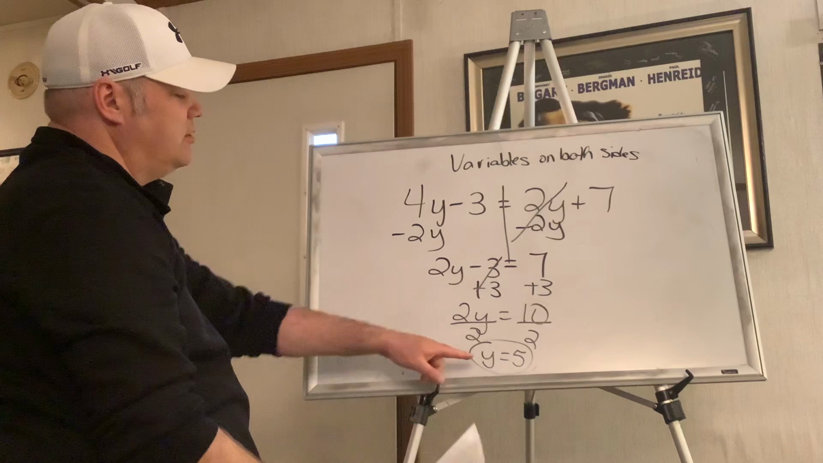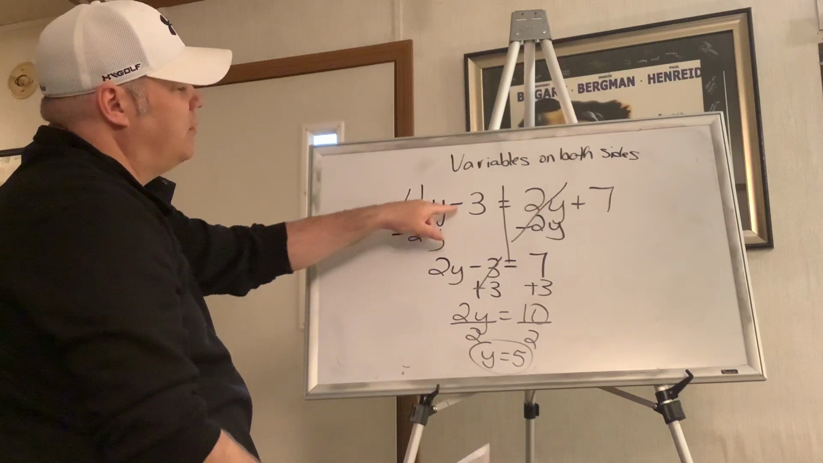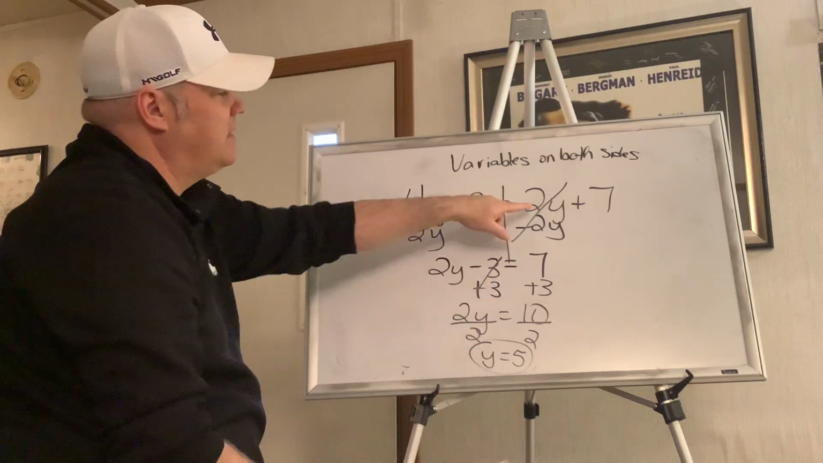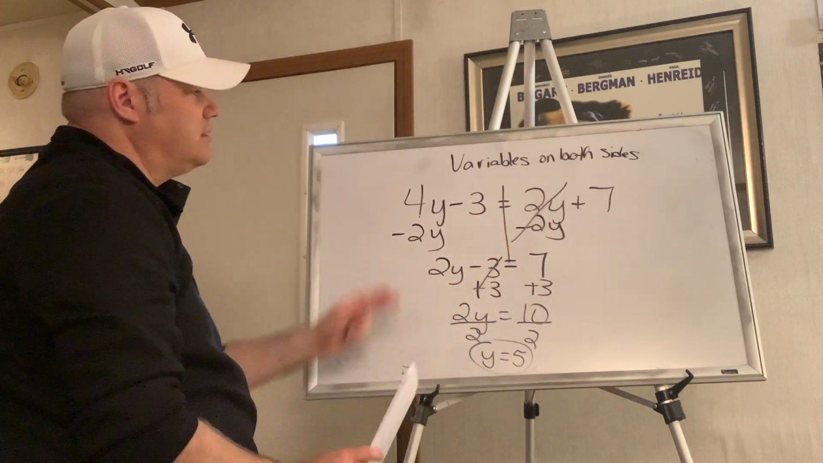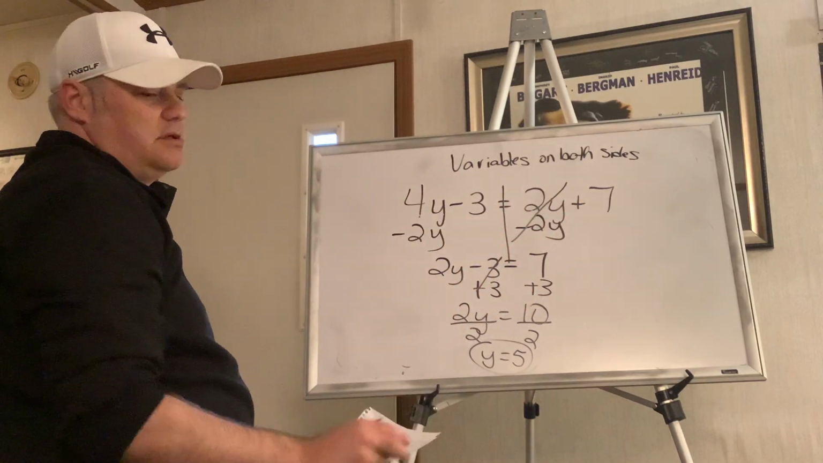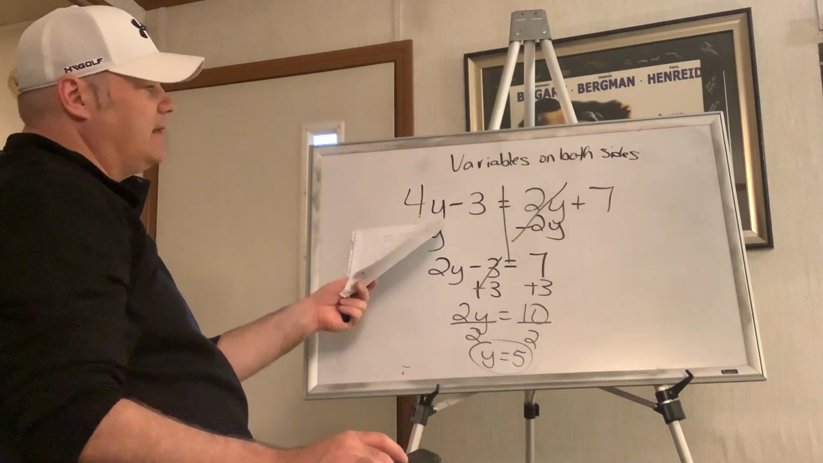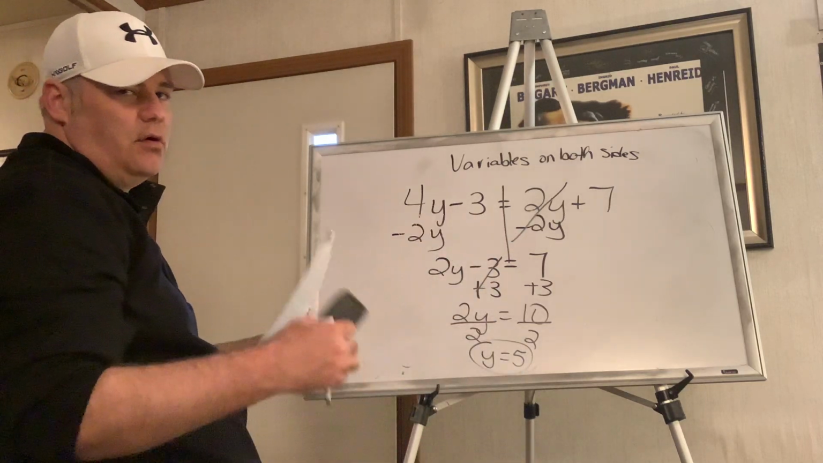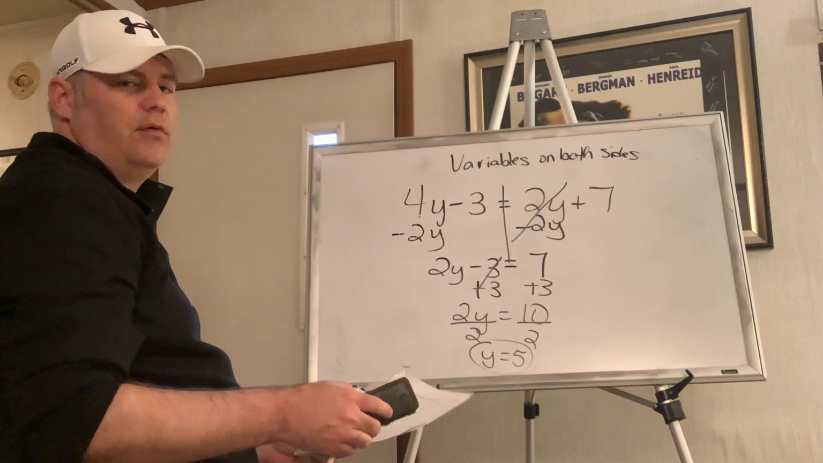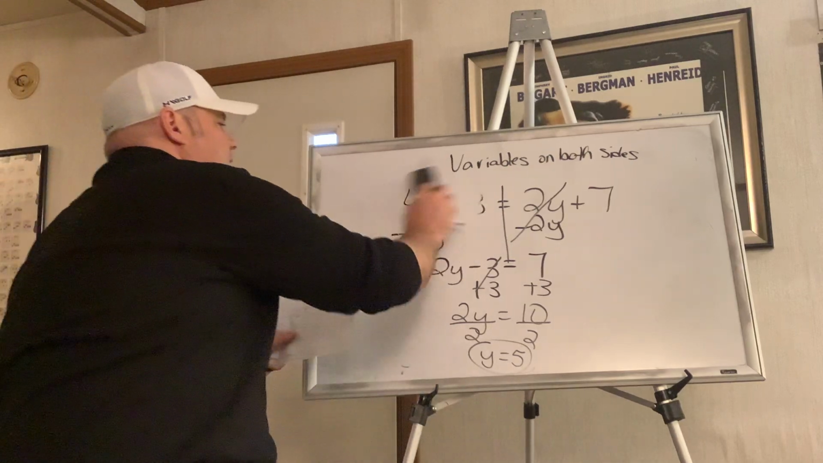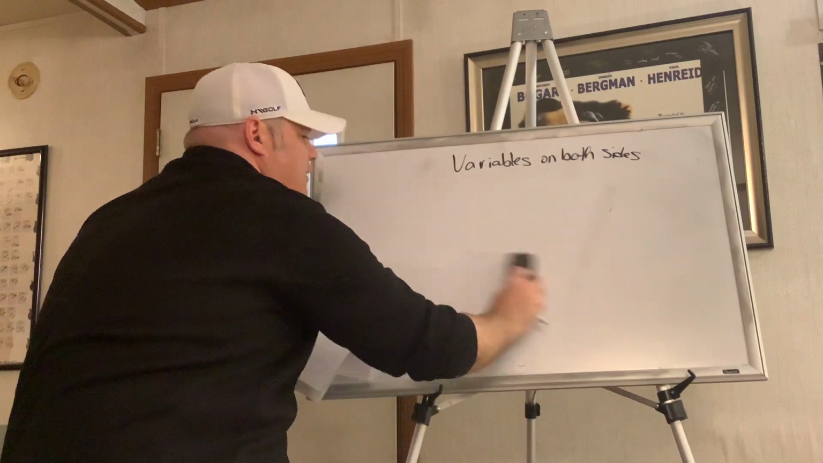If you plug that in, you can check. 4 times 5 is 20. 20 minus 3 is 17. Same thing on this side. 2 times 5 is 10 plus 7 is 17. Okay, so 17 equals 17. So that's solving for it: the only thing y can be to make this true is 5. It's the only thing you could plug in to make this a true statement. That's what you're solving for. Okay, let's try another example, and let's make this one a new little wrinkle.